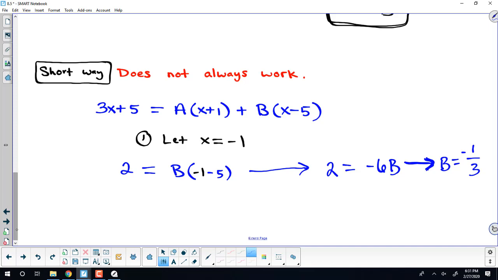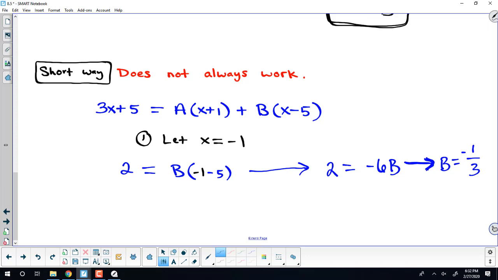So if we had a bunch of repeated factors, like a times x plus 1, b times x plus 1 squared, c times x plus 1 to the third, if we plug in x equals -1, then we just zero out the whole thing. It doesn't help us.